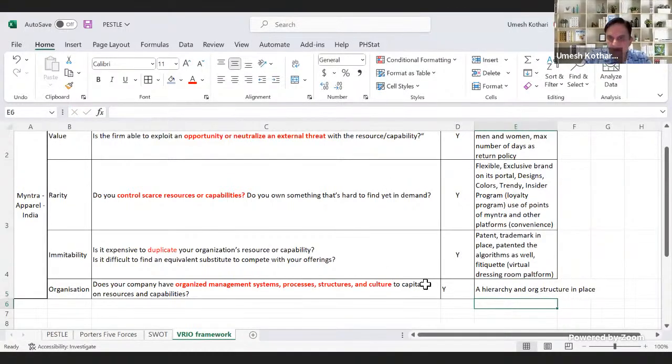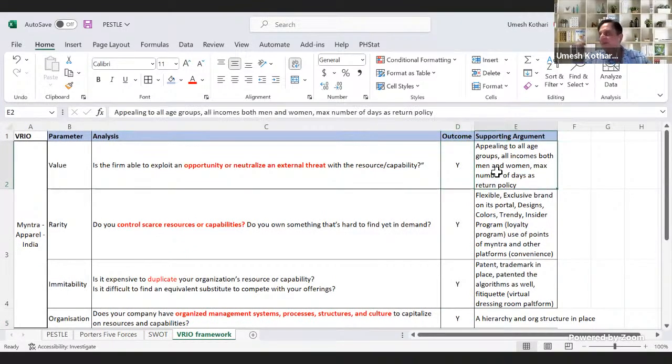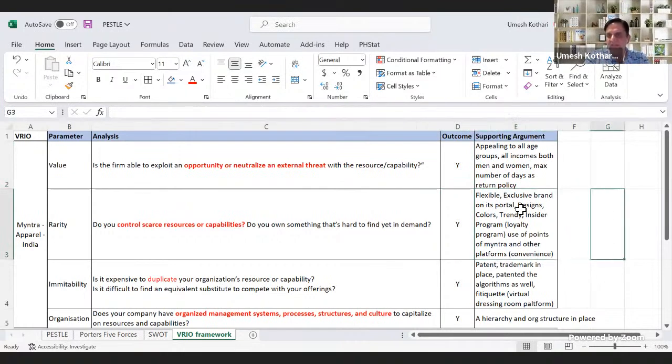Okay, so because of all of this, we can therefore say, you have the parameter, you have the question or the analysis, you have the outcome, and you have the supporting argument. You'll have a supporting argument for both yes and no. Suppose you had no, you will have one more thing: how are we going to work on it, or make it rare, or make it valuable, or make it difficult to imitate. That would be your action plan.